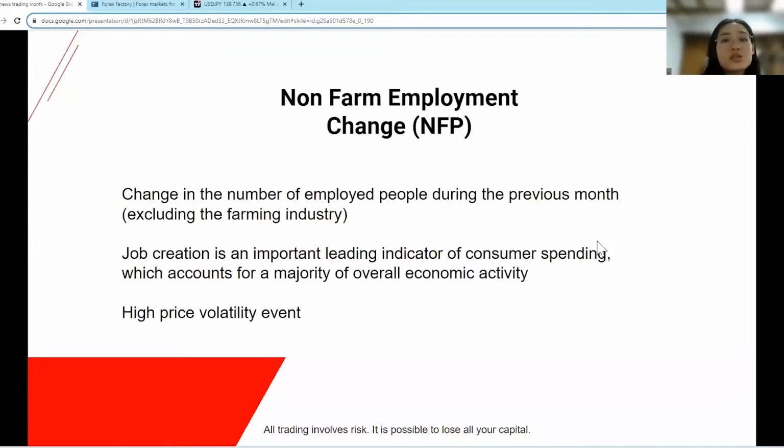Okay. So next, let's look at non-farm employment change or non-farm payroll. This represents the change in the number of employed people during the previous month, excluding the farming industry, and it also excludes a couple of private industries as well. So job creation is an important leading indicator of consumer spending, which accounts for a majority of overall economic activity. So the NFP data releases are also considered a high price volatility event.